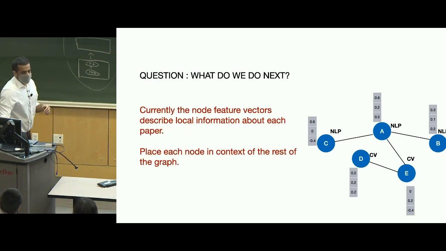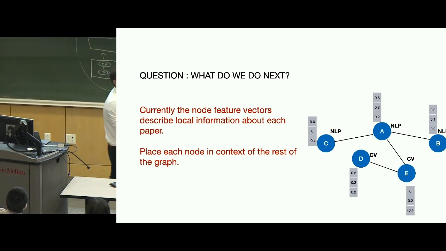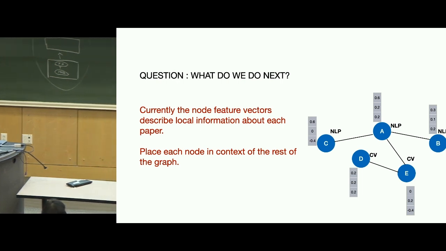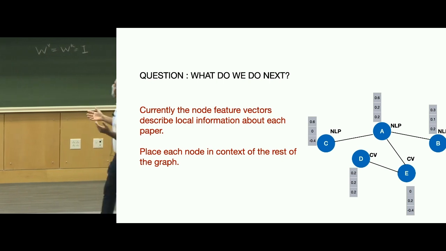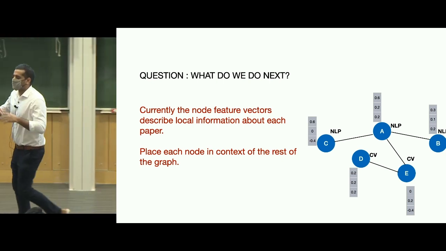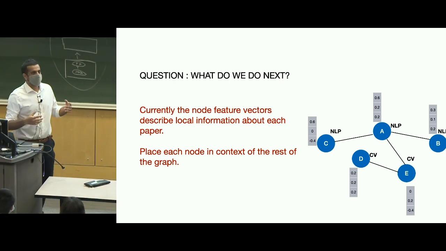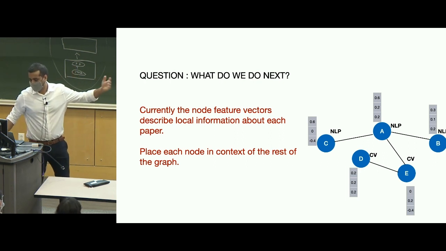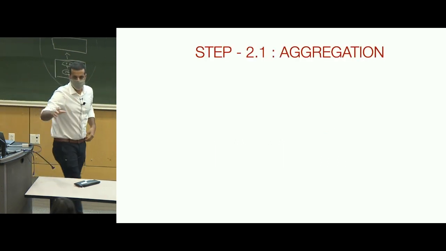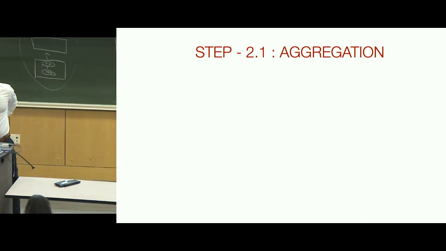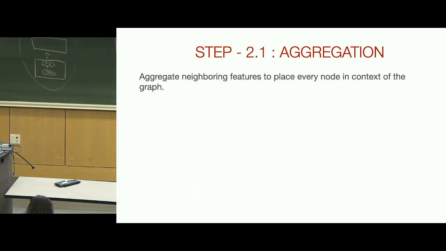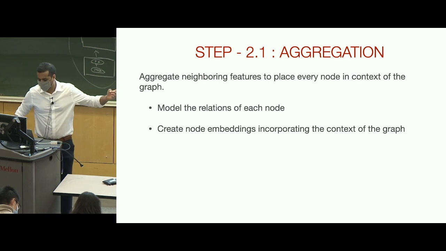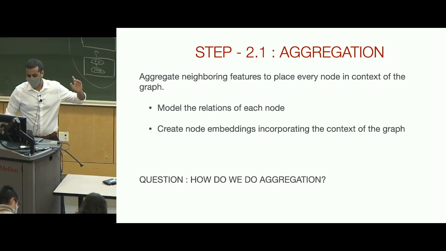Right now, each feature vector contains local information about that node, but we haven't yet incorporated the information about the nodes it is connected to. So we want to place each node in the context of the rest of the graph, and that is why we want to somehow combine the information of the nodes it is connected to with the current node. And that step is called aggregation in graph neural networks. We're trying to aggregate neighboring information into the feature vector of each node. Same as modeling relations, creating embeddings which incorporate context in the graph.